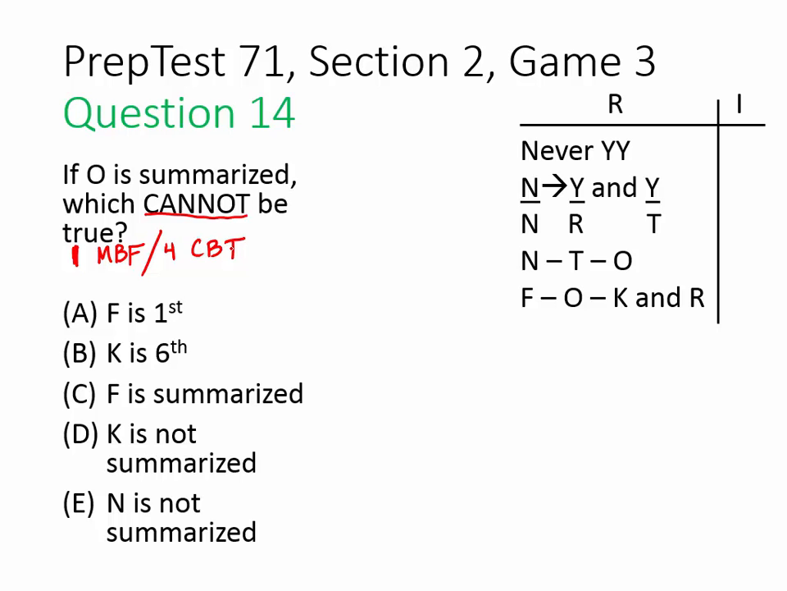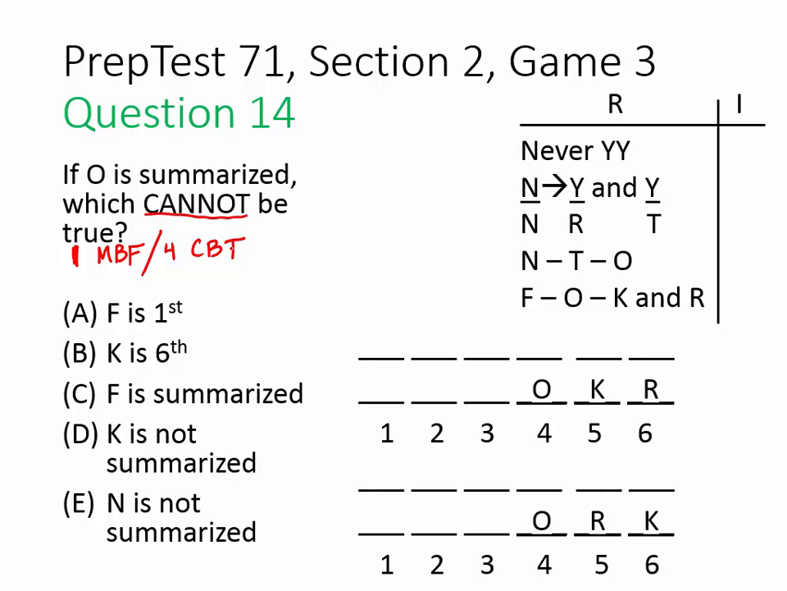So let's go ahead and bring up our limited options here, and we'll fill in what we know, which is that O is summarized. So we can put a Y right there. If O is summarized, the books on either side of it cannot be summarized because of our rule number 1 right up here. So what does that tell us?